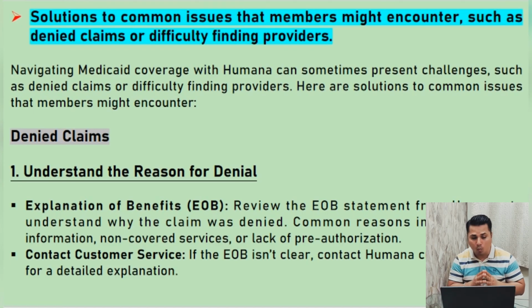Denied claims. Number one, understand the reason for denial. Explanation of benefits, which is also called EOB. Review the EOB statement from Humana to understand why the claim was denied. Common reasons include missing information, non-covered services, or lack of pre-authorization. Contact customer service. If the EOB isn't clear, contact Humana customer service for a detailed explanation.